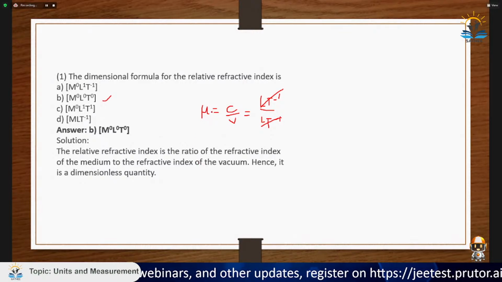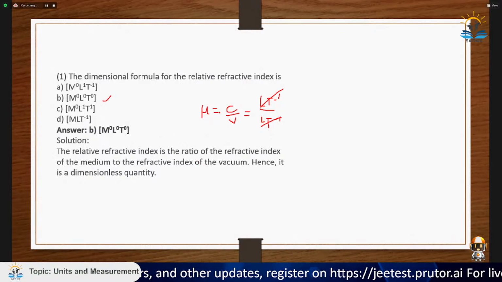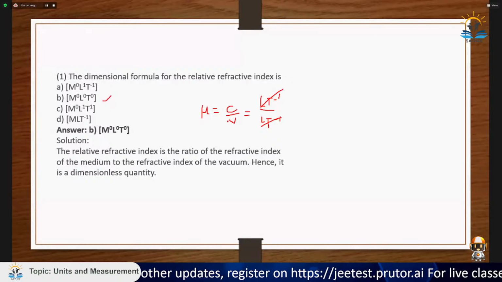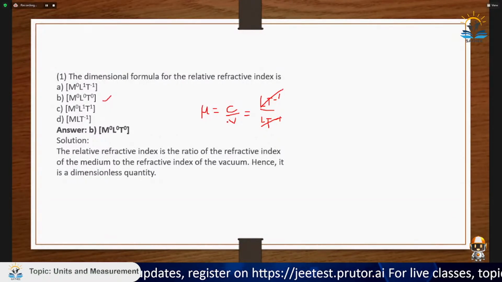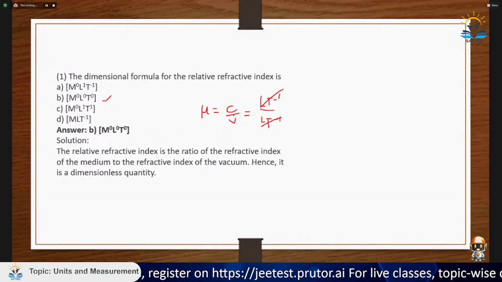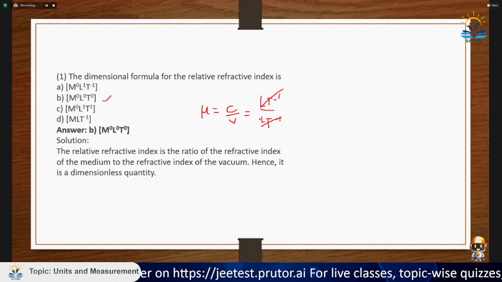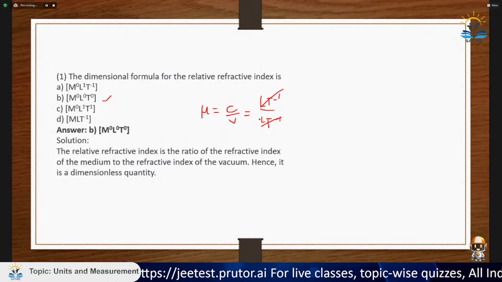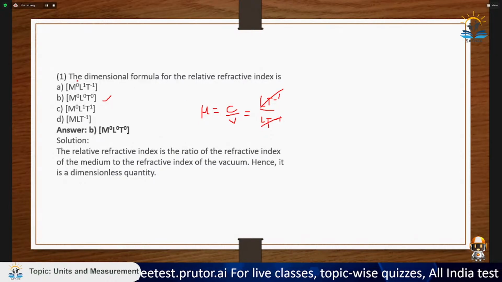And here I told you about refractive index because in refractive index you divide the speed of light in vacuum by the speed of light in medium. So again, both are speed only, so you will get a dimensionless quantity. So your answer would be option B.